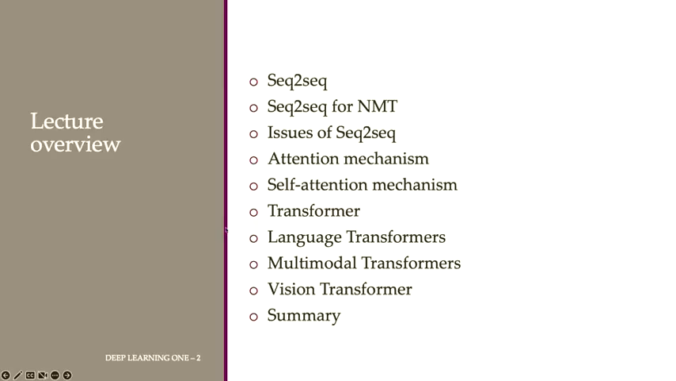Okay, so first let's see the overview of today's lecture. We'll start by talking about sequence-to-sequence models, and how they're used in neural machine translation. If you had an NLP course, you might be familiar with sequence-to-sequence. Otherwise, I will briefly explain what it is. Then we're going to talk about the issue of sequence-to-sequence models that actually led to introducing the attention mechanism. We also have a slight variant of attention, which is called self-attention. Then how these blocks are used to build the transformer. Then we'll talk about language transformers, multimodal transformers, and then Yuki will take over for the vision transformer.